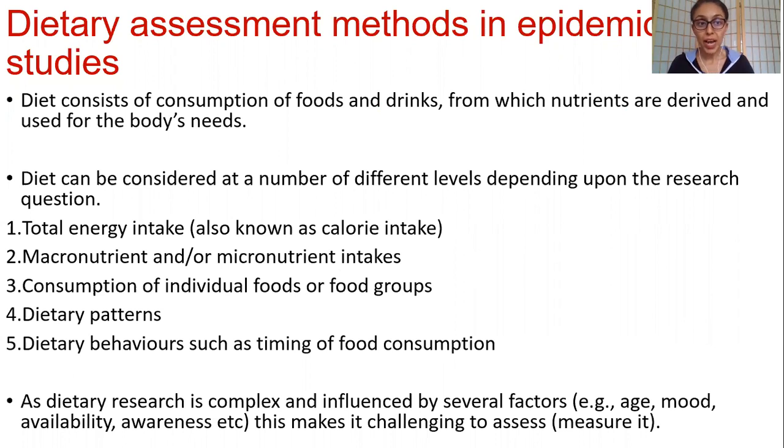From a research point of view, diet can be examined for its total energy intake, also called total kilocalorie intake, or specifically for its macronutrients, which are carbohydrate, protein, fat, and or your micronutrients such as your water soluble and fat soluble vitamins and your minerals. Or else diet can be examined in terms of consumption of individual foods and food groups, say the 5 basic food groups as per the Australian Guide to Healthy Eating. Or dietary patterns can be examined, such as the Mediterranean dietary pattern, which was discussed in detail in the guest lecture.